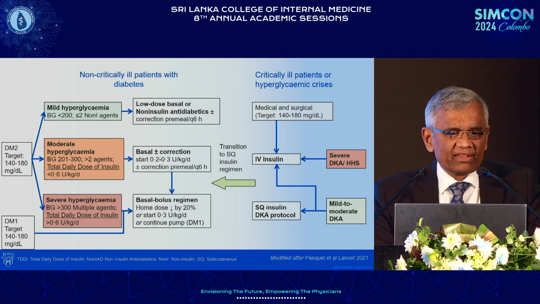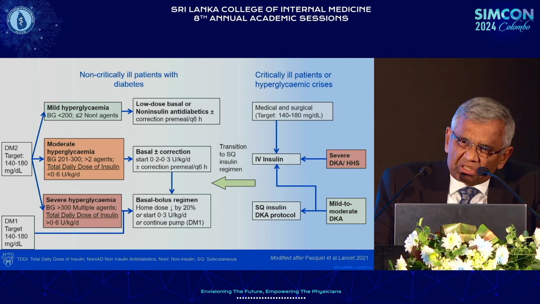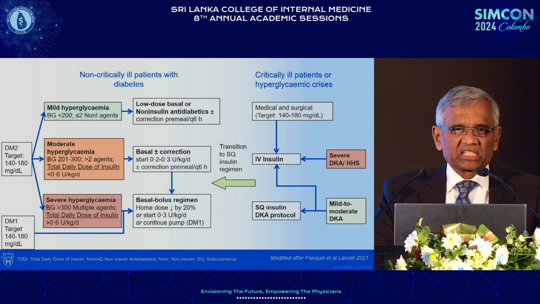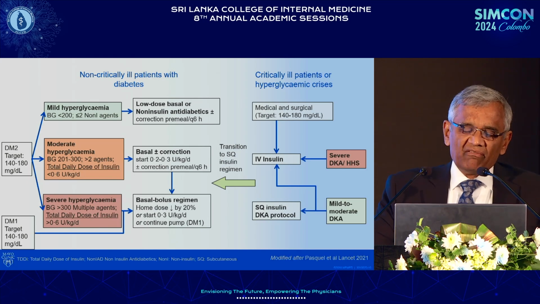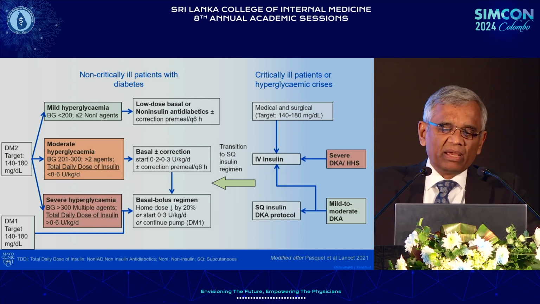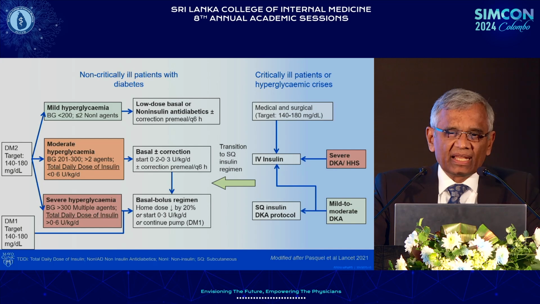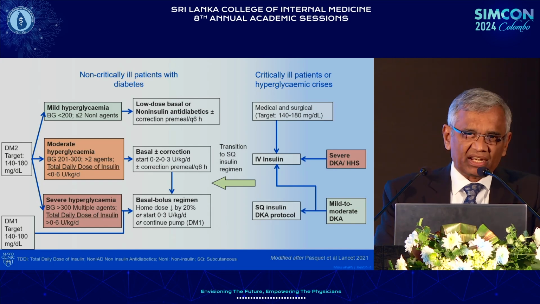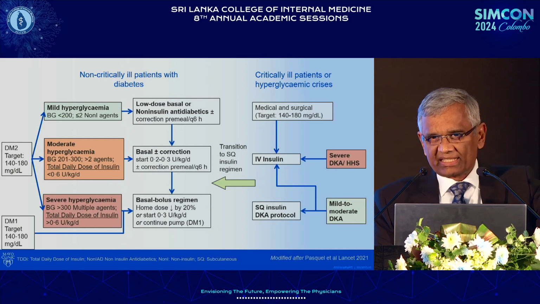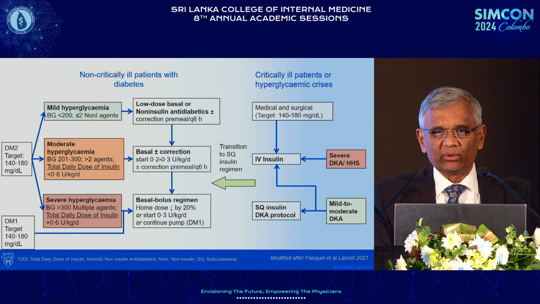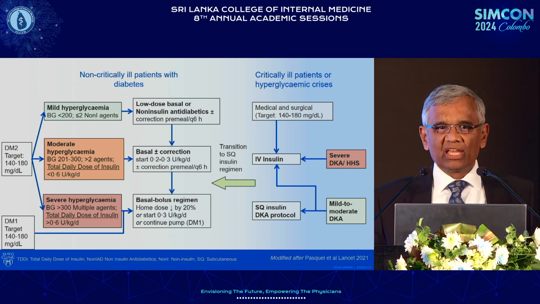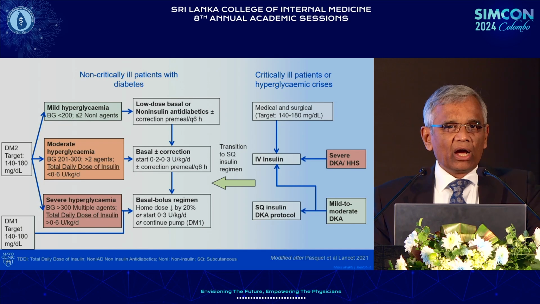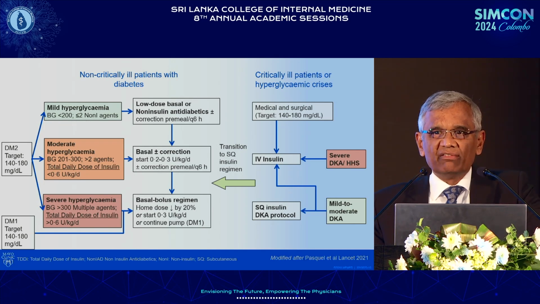And if there is mild hyperglycemia, the glucose is still below 200 milligram per deciliter, taking non-insulin agents, but 2 or less number of doses, we can use low dose basal insulin or non-insulin anti-diabetic agents plus correction, and if not, we can go to basal. If not, we can go to multiple daily doses of insulin. So this is the overall guidance of management in ward in individuals with hyperglycemia.